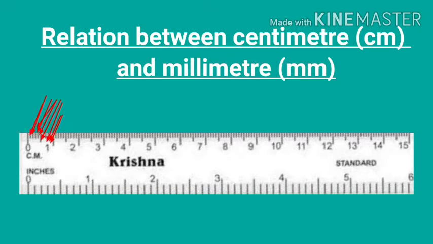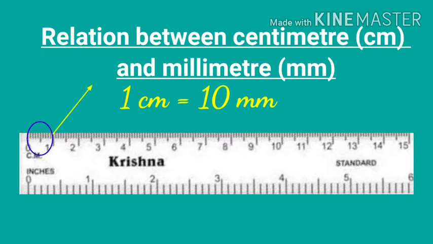Can you see? There are 10 partitions in between 0 and 1. We can see the partitions 1, 2, 3, 4, 5, 6, 7, 8, 9, 10. And 10 is the number 1. Thus, we can say 1 centimeter is 10 millimeters. Children, you see, in between 0 and 1, the middle line indicates half centimeter.